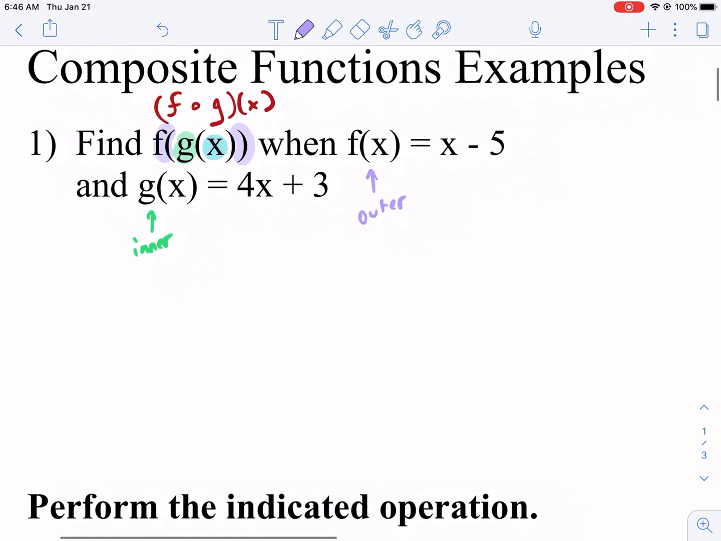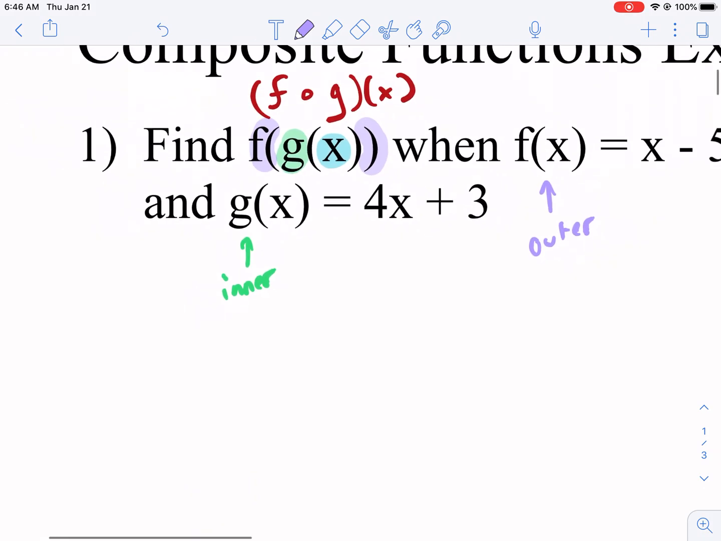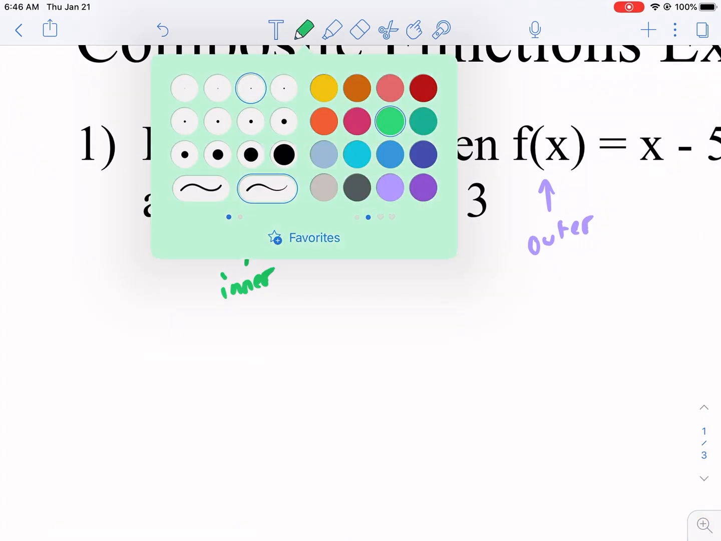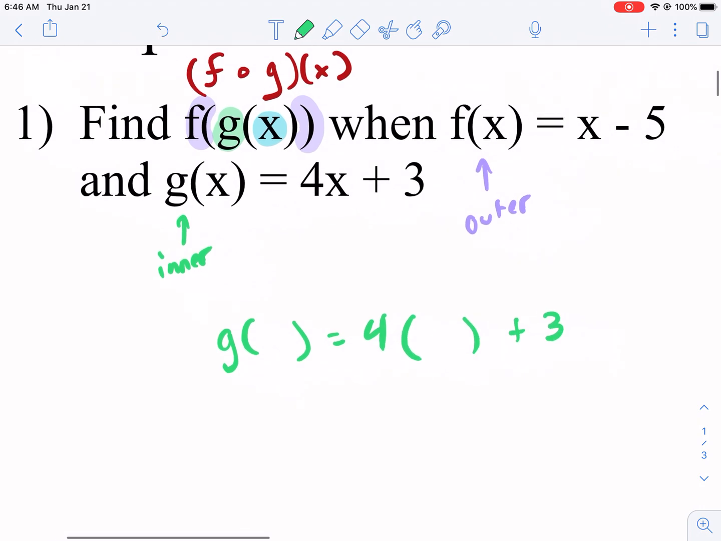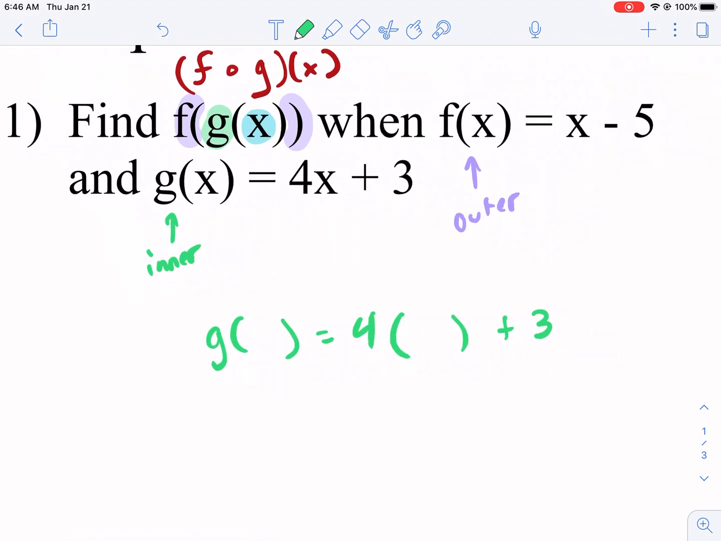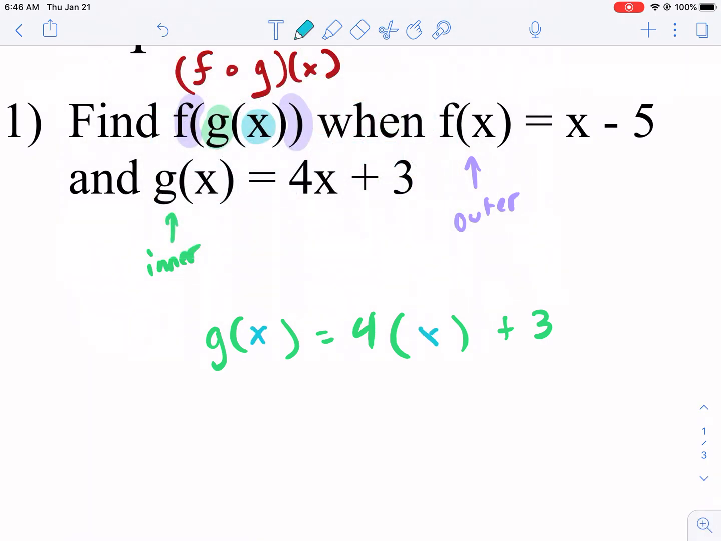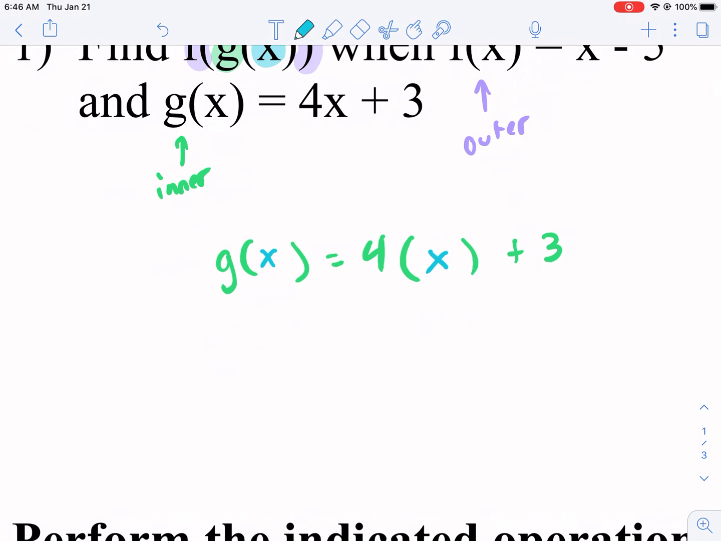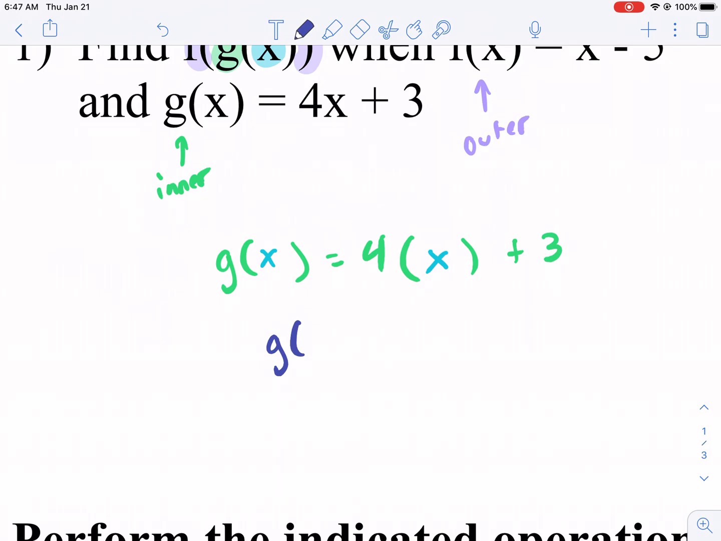All right, now, what are we inputting? Well, we are inputting into our inner. Let me write it down real quick. So we're gonna write g of x equals 4 times x plus 3, okay? And anywhere we see an x, we're gonna write, what do you know? We're gonna write an x, okay? Our input is x. It literally stays the same. So that's kind of like the easy part about it.